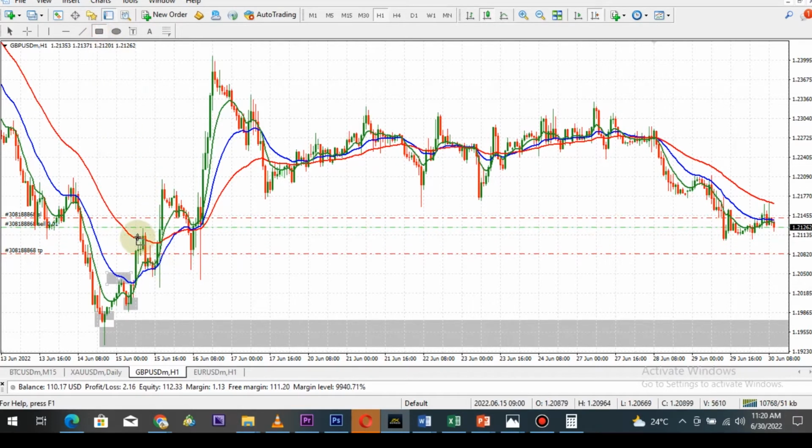We have a higher high here. We have a higher low here. We have a higher high here. We have a higher low here. We have a higher high here. We have a higher low here.